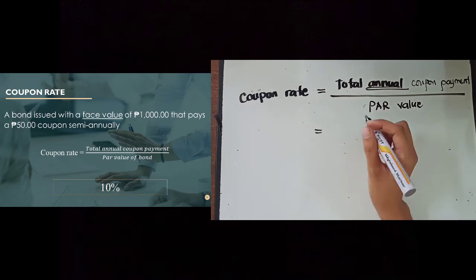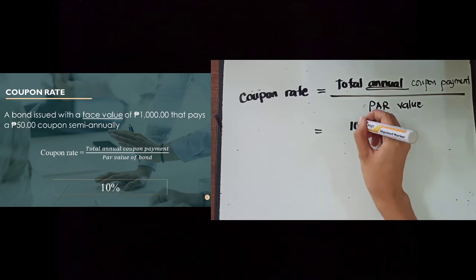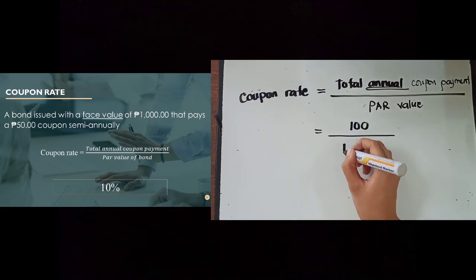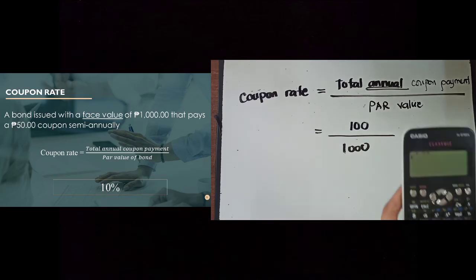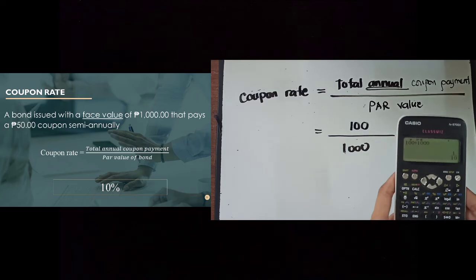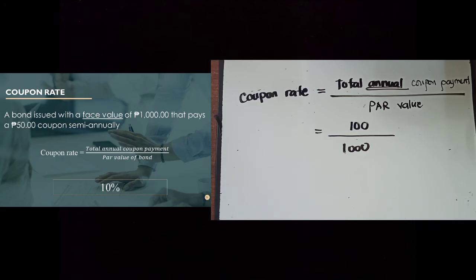Okay? So, 50 pesos multiplied by 2 is equal to 100. Again, naging 100 siya kasi minultiply natin yung 50 sa 2, since ang 50 ay for semi-annual lang. And divided by the par value. So, par value natin is 1,000 pesos. So, 100 divided by 1,000 is equal to 1 over 10, and converting it into decimals, that is 0.1.